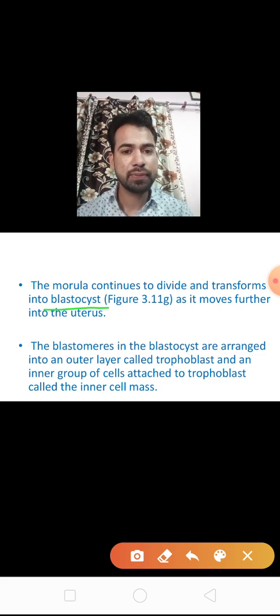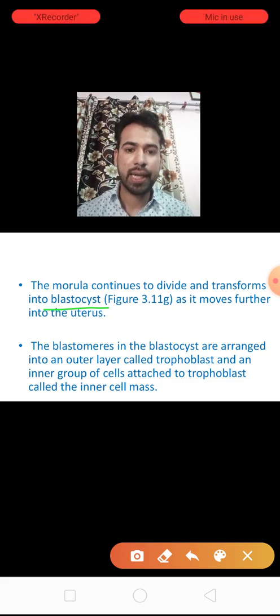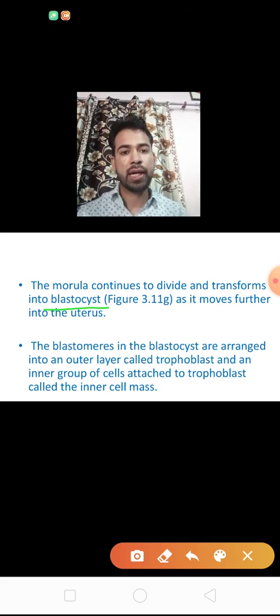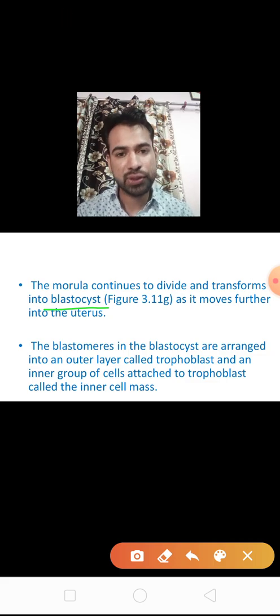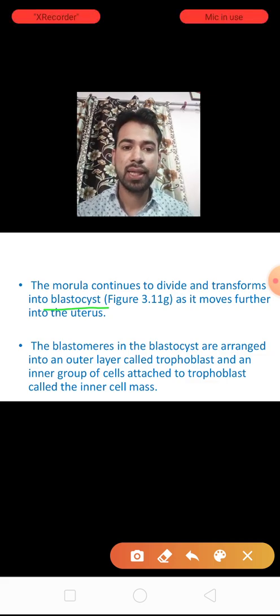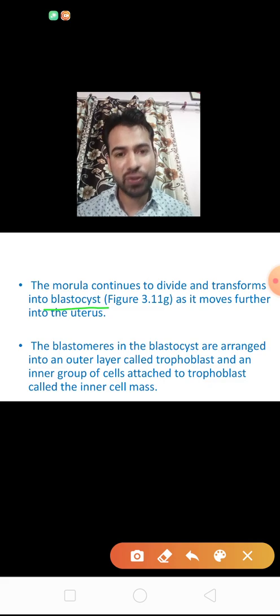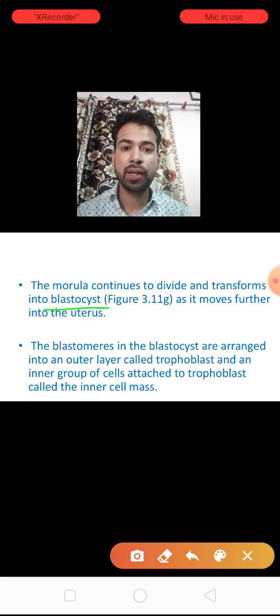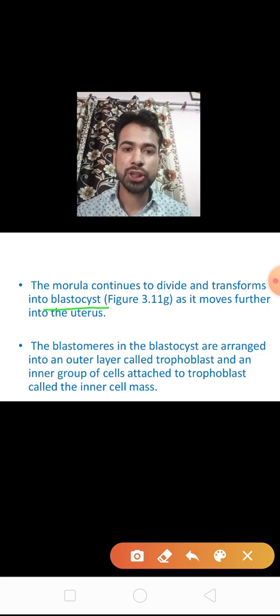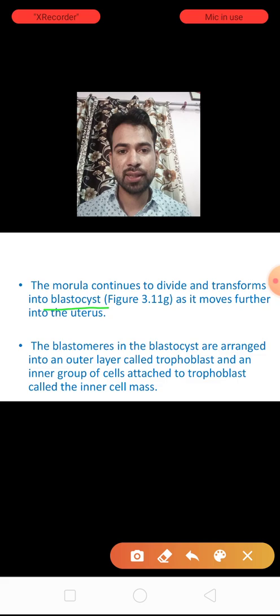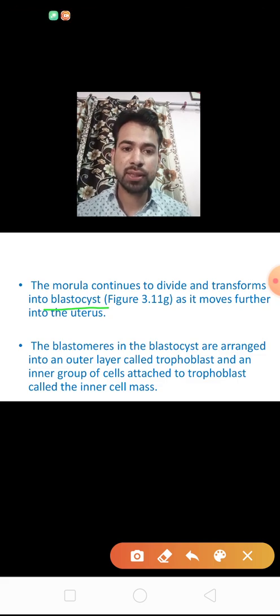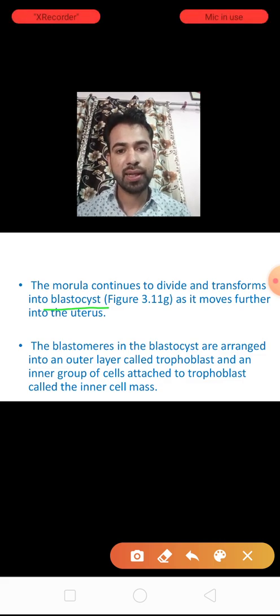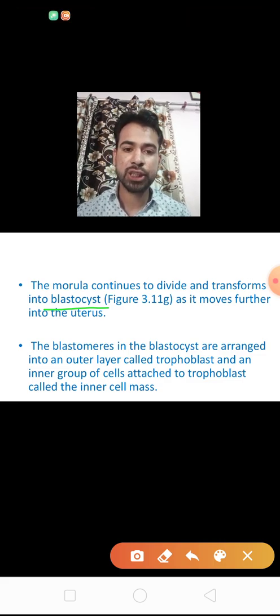Okay, clear? 8 to 16 blastomeres is known as the morula, and it again continues to divide, and the morula forms the blastocyst. This blastocyst is moved further into the uterus, and this event of sexual reproduction is called implantation. Okay, implantation, clear? When the blastocyst moves further into the uterus, it is known as implantation.